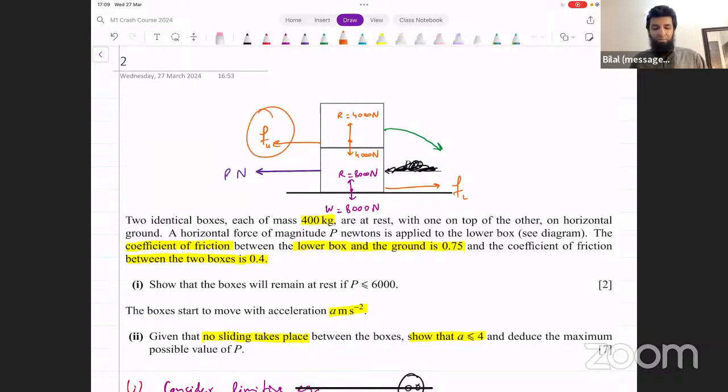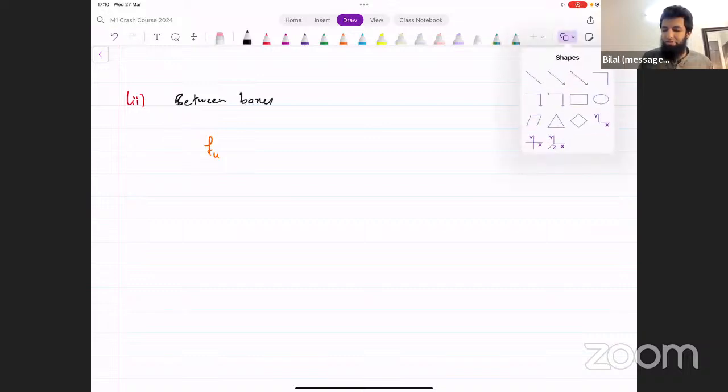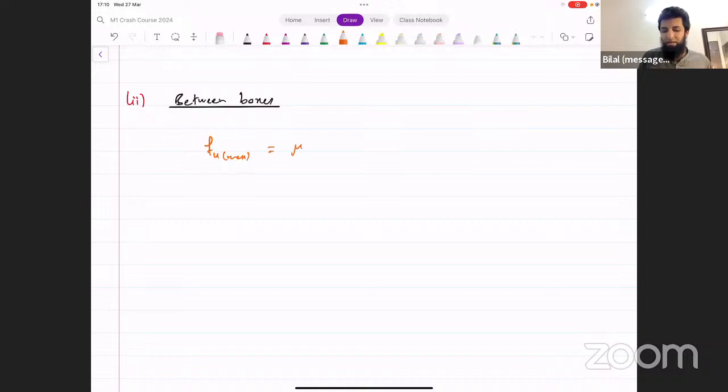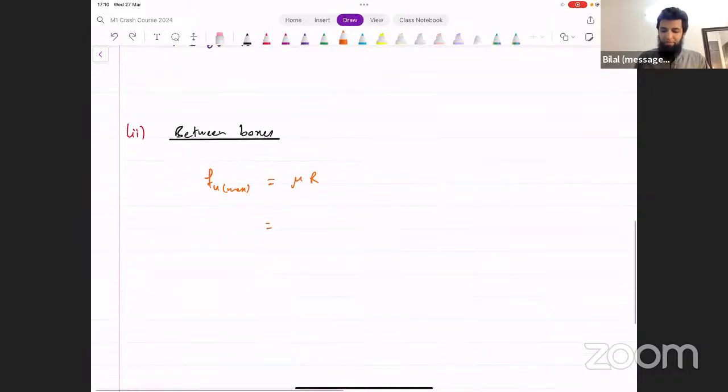Let's first find the maximum possible value of this friction. How do you find the maximum possible value of this friction? So this is the friction between the upper box and the lower box. Let me actually write that down here. So we are talking about the friction acting between the boxes. So what's the maximum possible value of the friction on the upper box? Let's figure that out. It's mu times R, right? What's mu for the upper box, as in between the two boxes? What's the coefficient of friction for that? It's 0.4. We have 0.4 here.